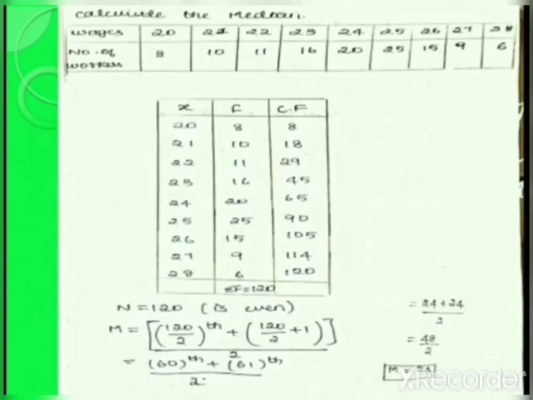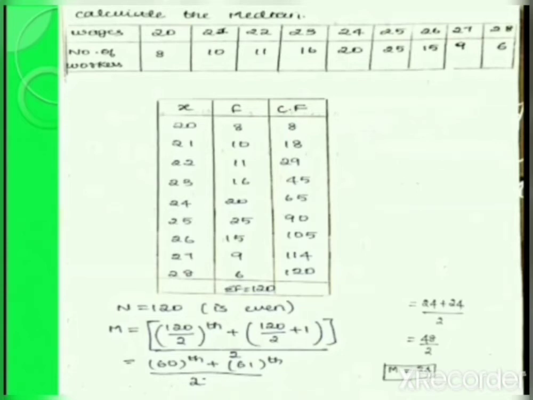Next example is for discrete data. Calculate the median. The wages and number of workers are given below. We have to take x as wages and f as number of workers, the frequency. Our CF is the cumulative frequency. We have to find CF by using our frequency values.